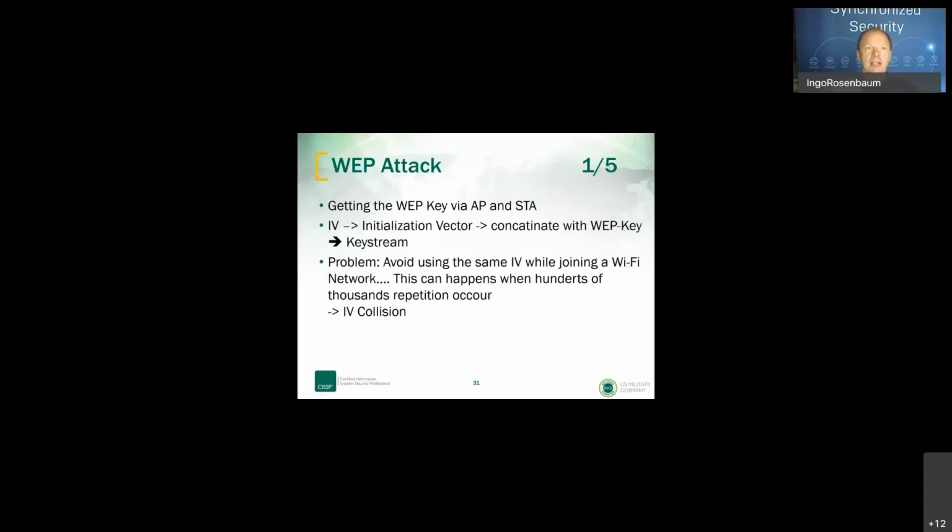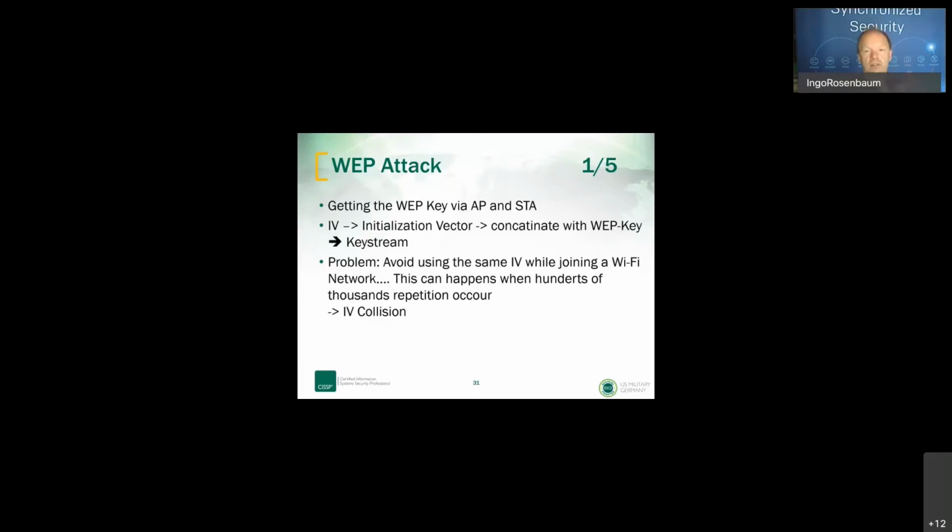implementations in the clients and in the access points try to avoid the same initialization vector within a Wi-Fi network. But if you have hundreds of thousands of connects and disconnects, there comes the law of large numbers: repetition. From the implementation point of view, a so-called IV collision could occur. So the same IV, which should be completely avoided, will occur.